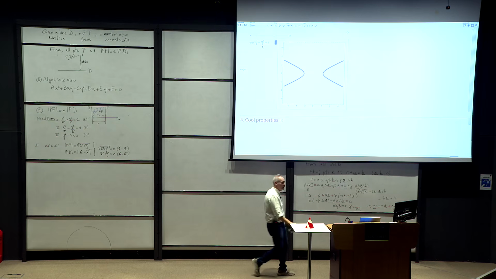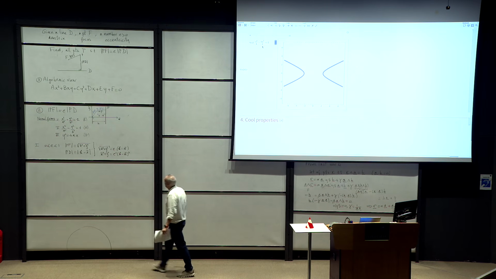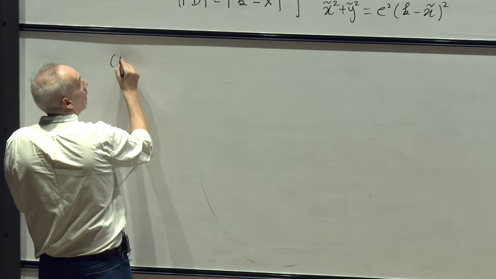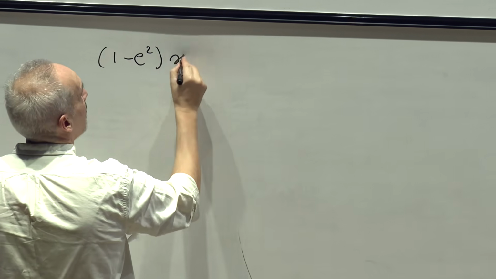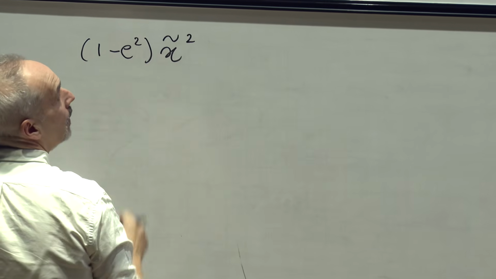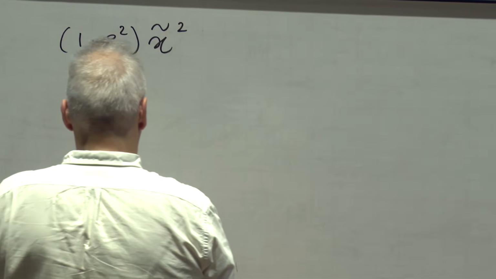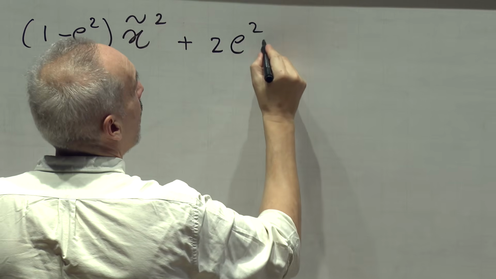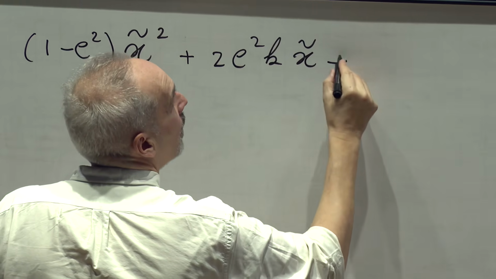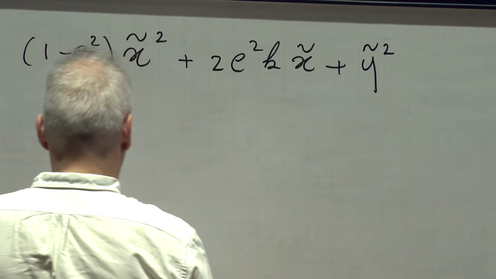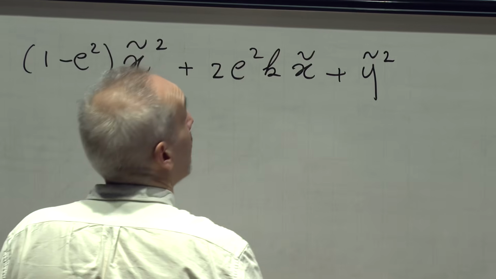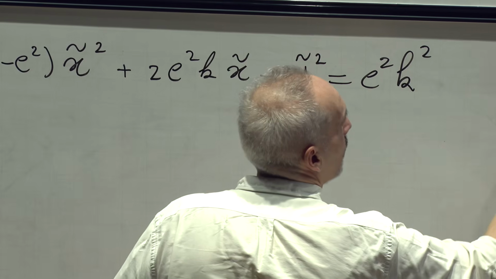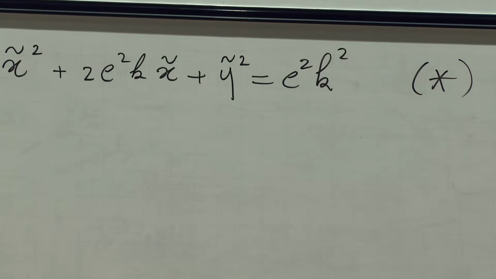Okay, now I can rewrite that as an expression. I can just rewrite that as 1 minus e squared times x tilde squared plus 2 e squared k x tilde plus y tilde squared. And then I still have the e squared k squared on the other side. Okay, we have to come back to this, so let's give it a name, star.